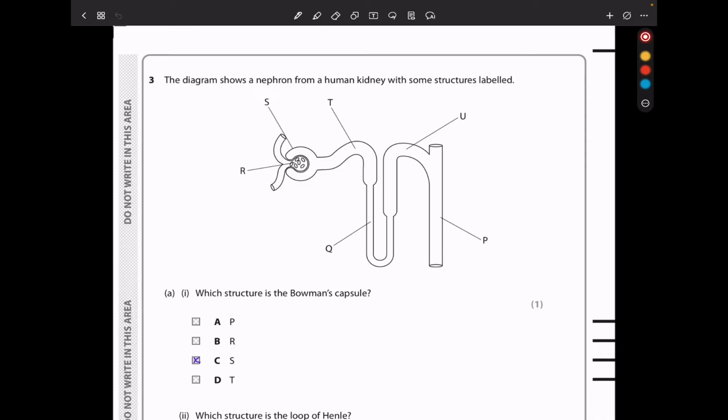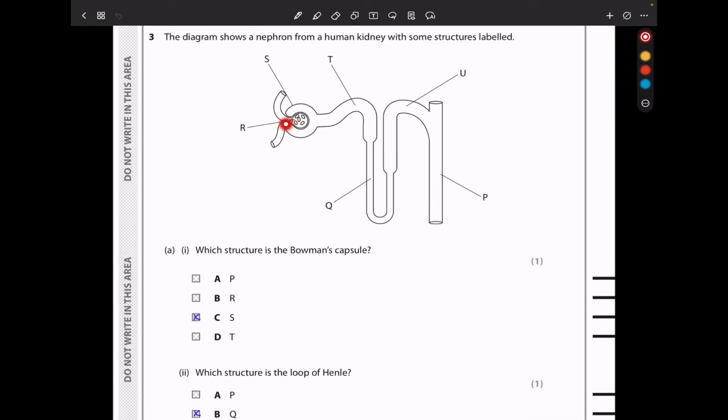In question 3, the diagram shows a nephron from a human kidney with some structures labeled. The glomerulus, the Bowman's capsule, we see the PCT or the first coil tubule, we see the loop of Henle, the second coil tubule or sometimes called the distal convoluted tubule, and then we see the collecting ducts.